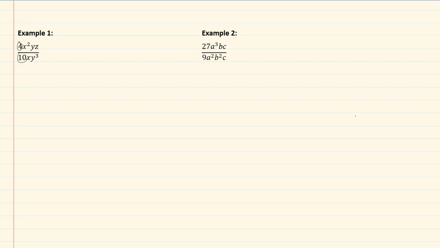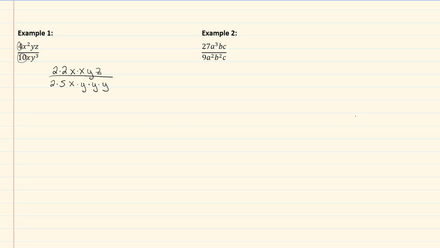I've got 4 and 10. I'm going to write them in prime factorization. And so 4 is just 2 times 2. X squared is x times x. And then we have y and z. And then for our 10, that's 2 times 5. And then we have x, and we have y cubed, which is going to be y times y times y.